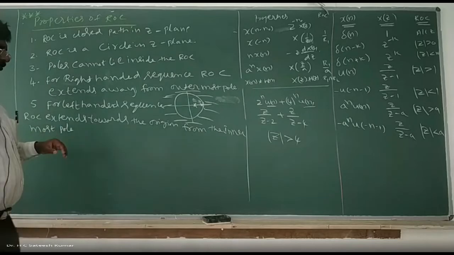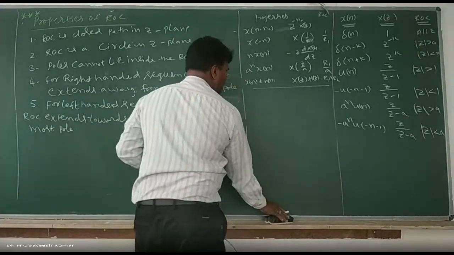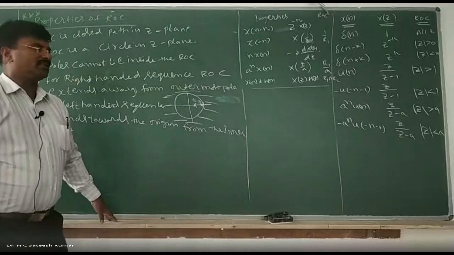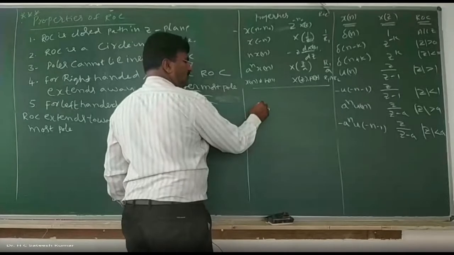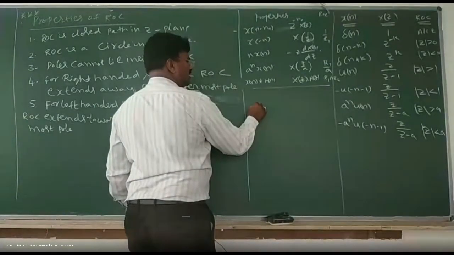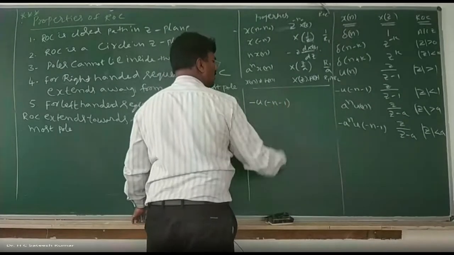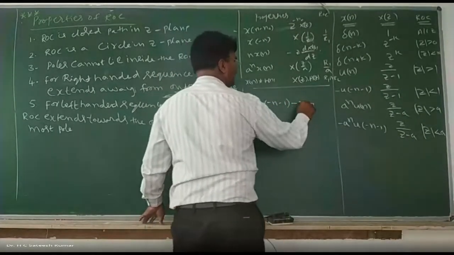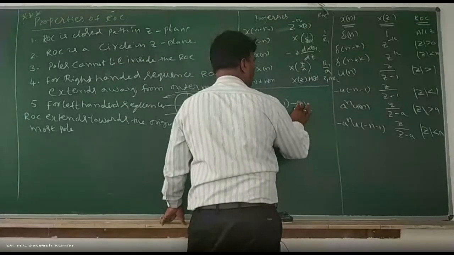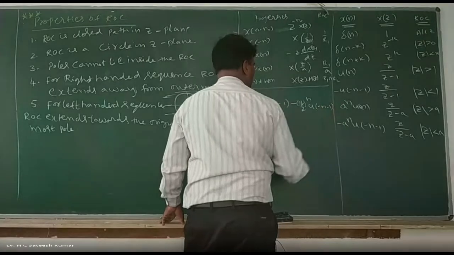Okay. Take out the problem from the morning session. Second problem in the morning, the last but one that I did. What is that we have? I think it is minus u of minus n minus 1 and minus, I think, 2 power n, or I think half power n, minus half power n into u of minus n minus 1. Okay, it may be like this.